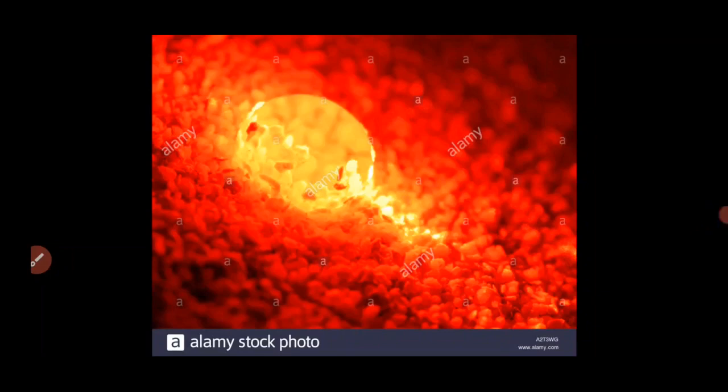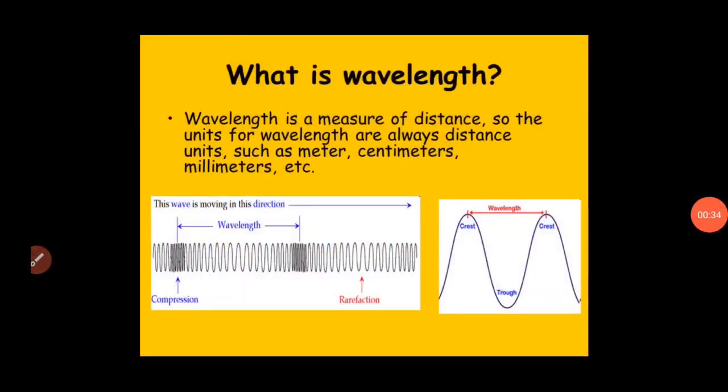Students, we know that light is in the form of a wave. So it is characterized by the wavelength lambda and the frequency nu, which are related by the following equation: c equals nu times lambda. You must know what is meant by wavelength. Students, wavelength is nothing but a measure of distance. So the units for wavelength are always distance units such as meter, centimeter, millimeter, etc.